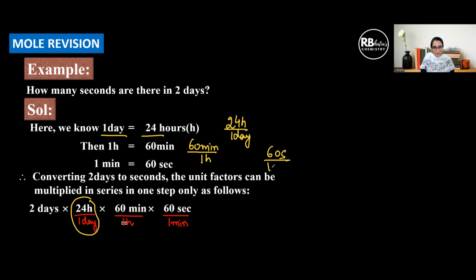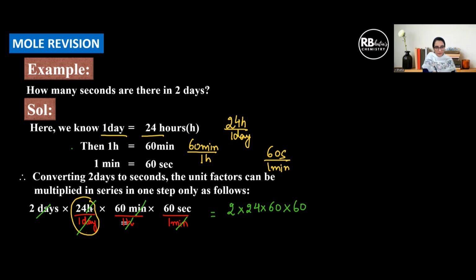60 seconds upon 1 minute is also a unit factor. Why are we multiplying these unit factors like this? The purpose is that I want to cancel off day. This hour and this hour cancel. This minute and this minute cancel. What am I left with? I'm left with 2 into 24 into 60 into 60. I'm just left with these numbers.